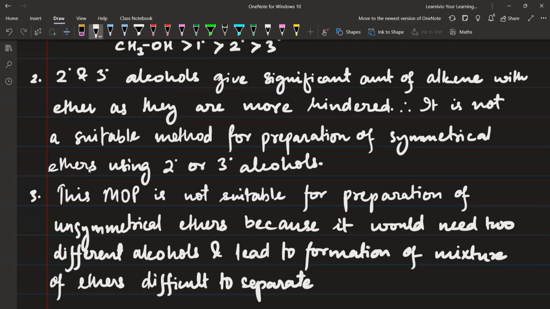Okay, copy this down. Then I will explain the last point. Why this particular method of preparation is not suitable for preparation of unsymmetrical ethers.